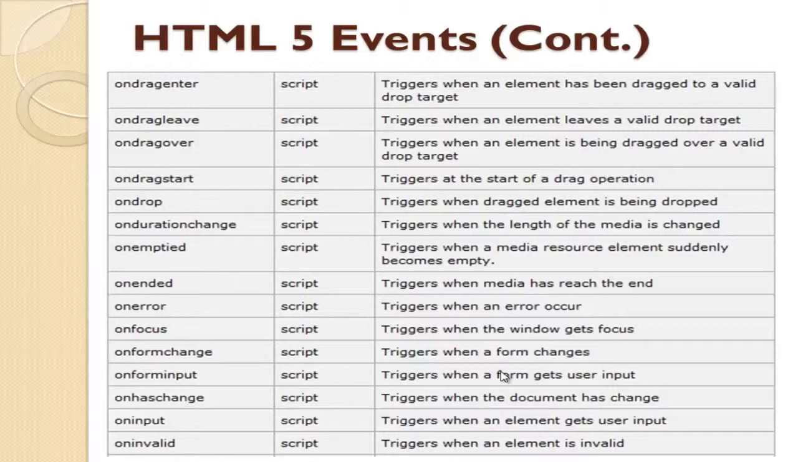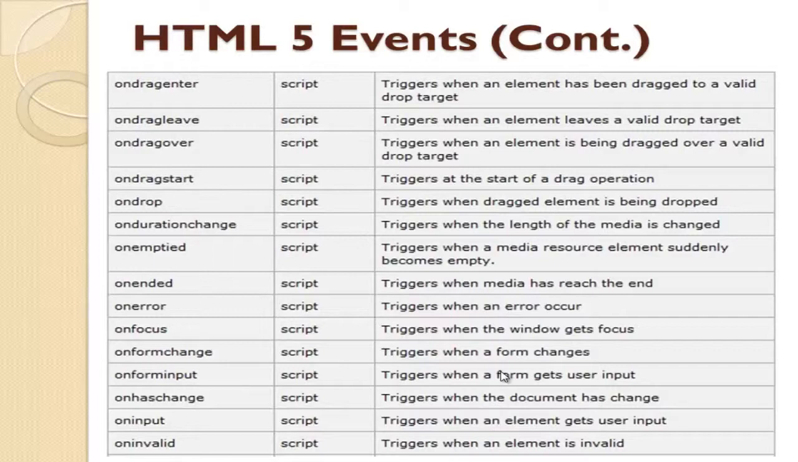As you can see, there are so many attributes with the same value script. Each can be used as per the condition of the page we want. Then onerror, onended, onfocus, onformchange, there are so many. Like we have onended, it triggers when media has reached the end. Onerror triggers when an error occurs. Onfocus triggers when the window gets focused. Onformchange triggers when a form changes to another form.